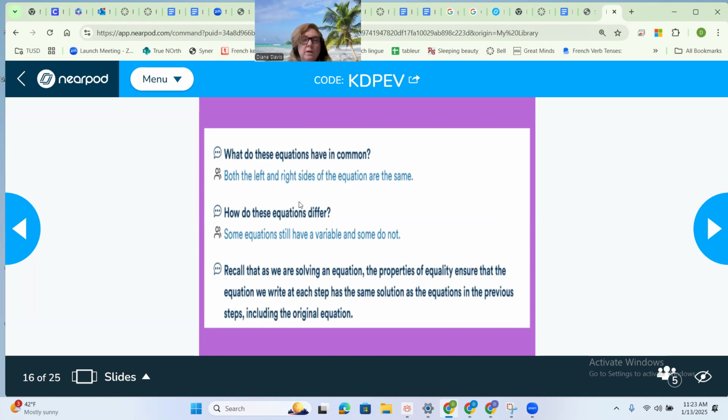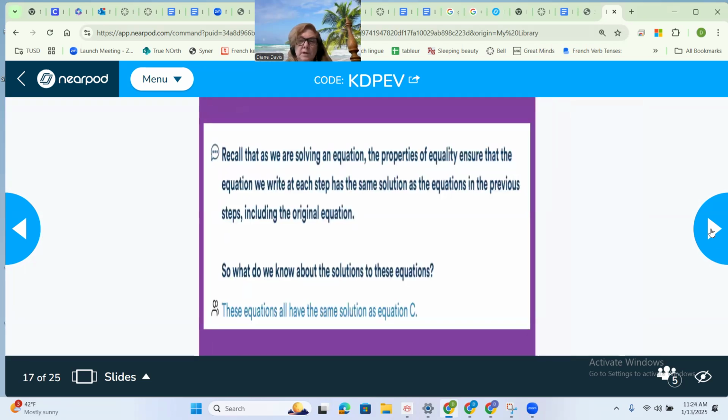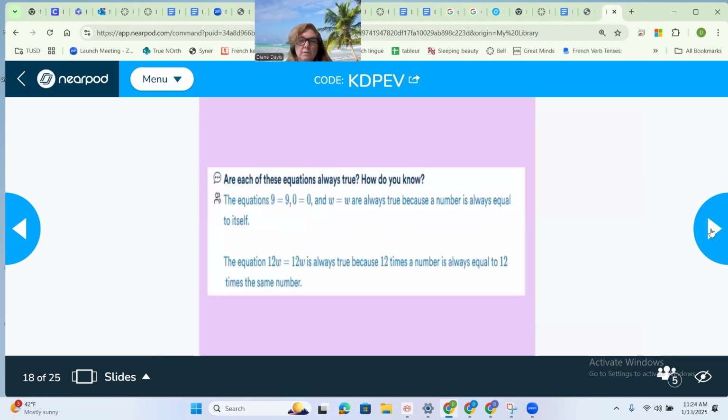So what do these equations have in common? They have the same thing on both sides. And how do they differ? Some equations still have a variable and some do not. So there are other equations like that. Recall that as we are solving an equation, the properties of equality ensure that the equation we write at each step has the same solution.